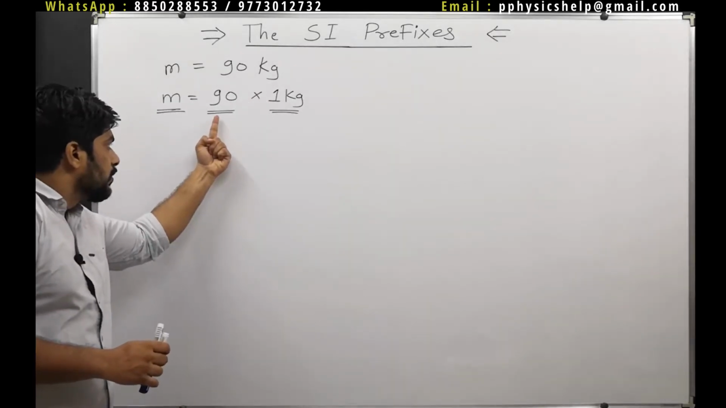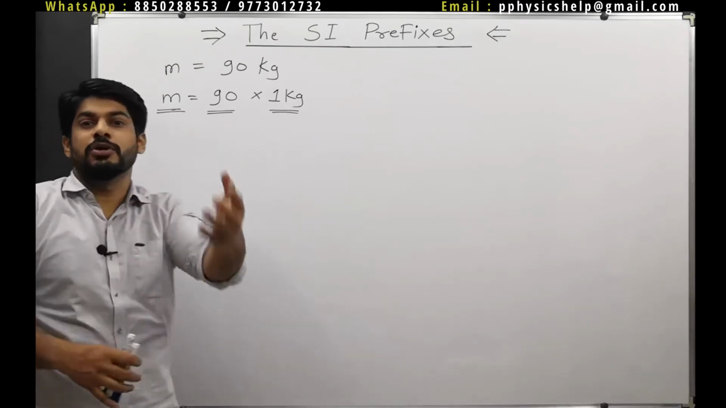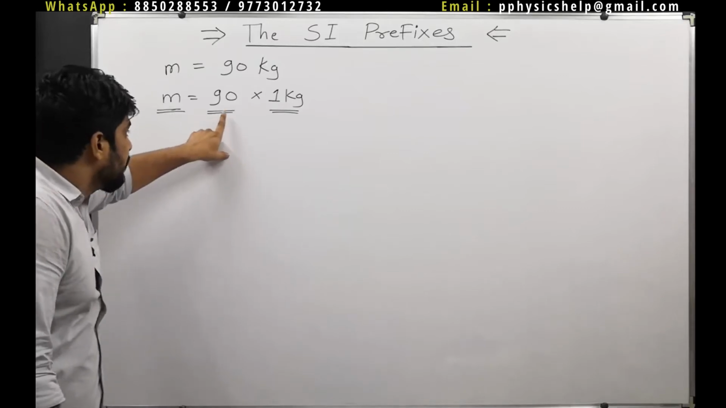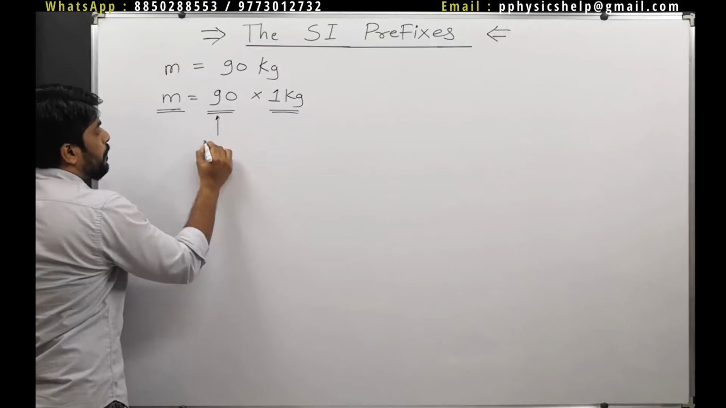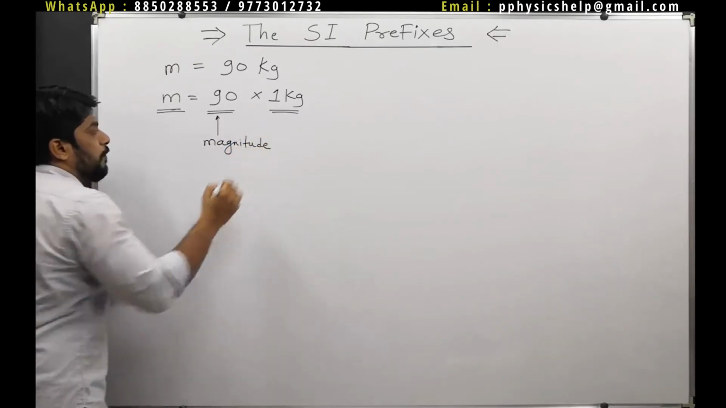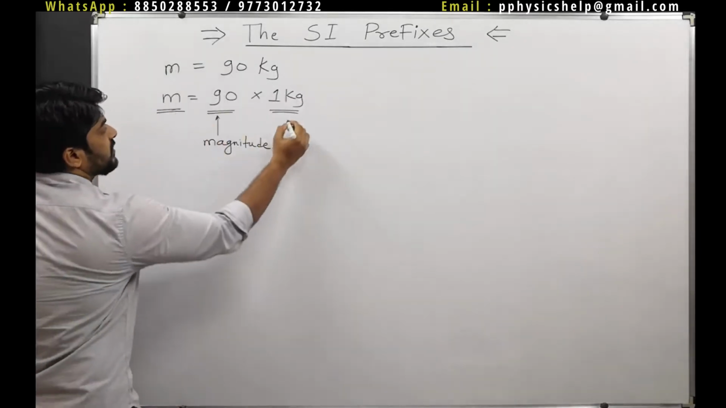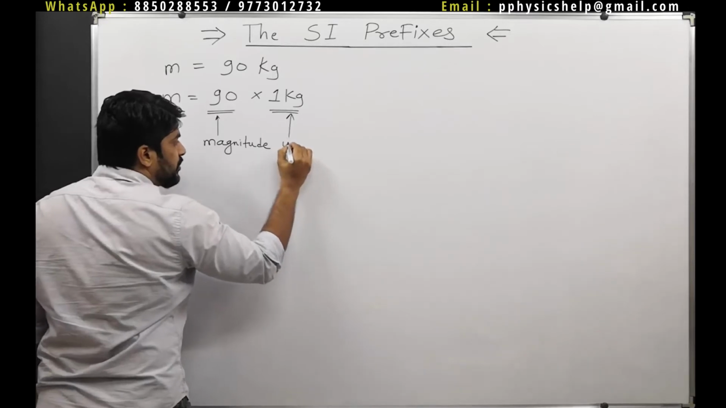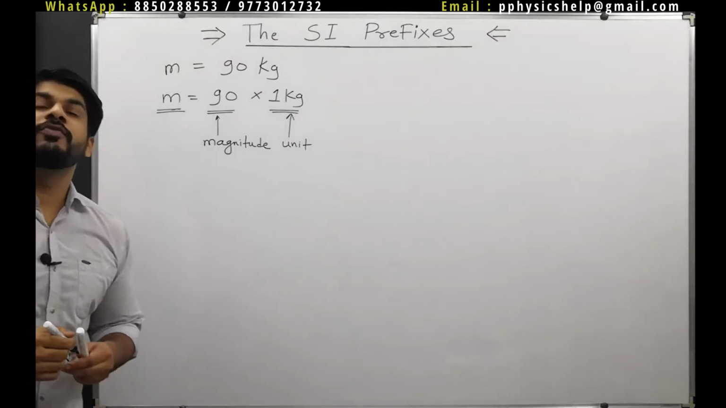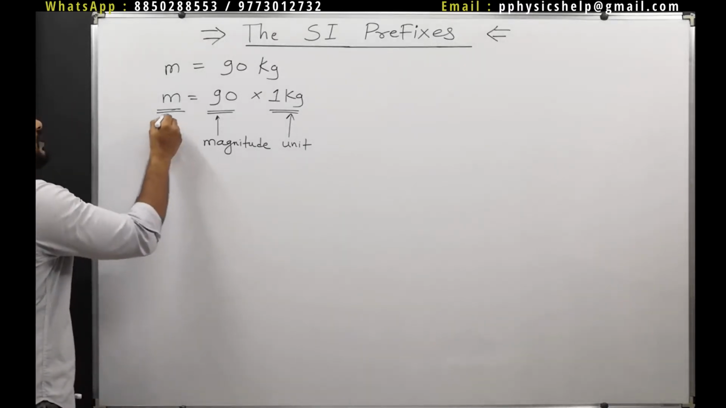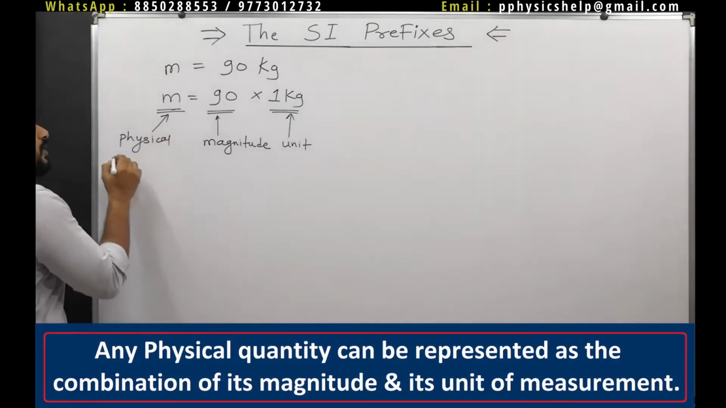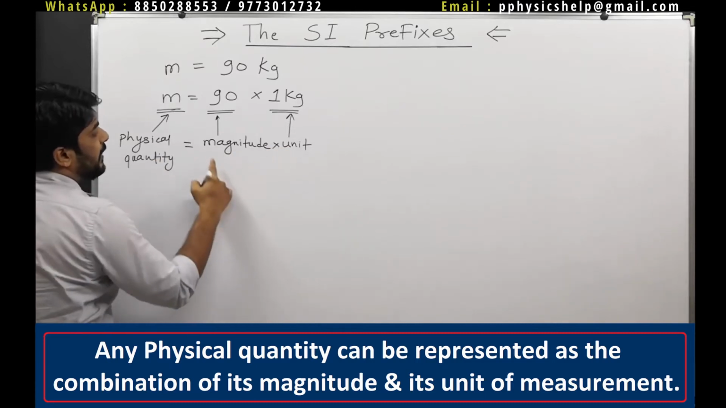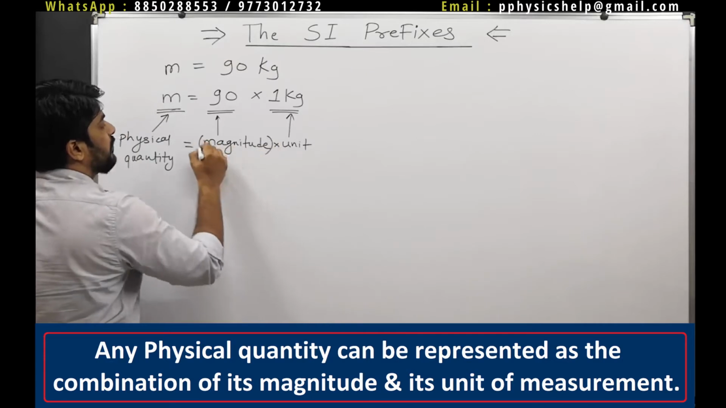Like you can see here, it requires this number, 90, or maybe your mass is something else, let's say 50, 60, 75, something like that. So every physical quantity requires this number, and this number is called the magnitude of the given physical quantity. And the second term that you see here, I will write here, is called the unit of the given physical quantity. So any physical quantity can be represented as a combination of its magnitude and its unit. It requires both of these things. You can see magnitude times the unit. Both are actually required over here.